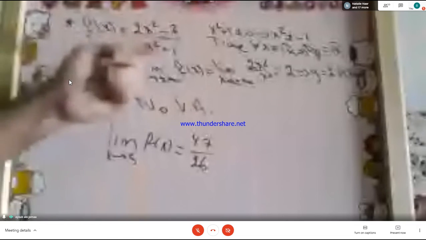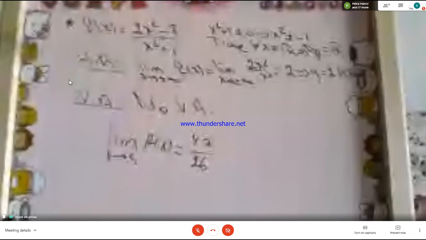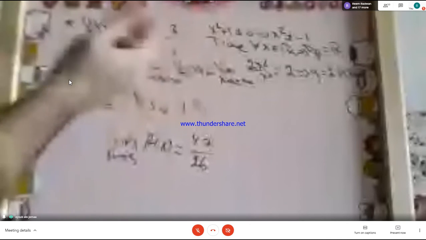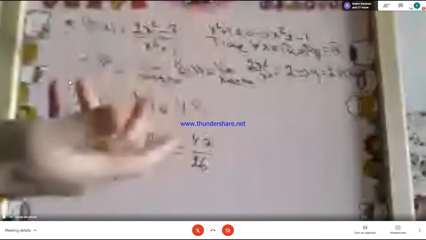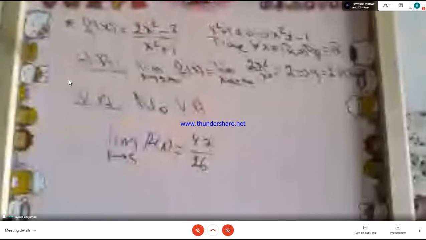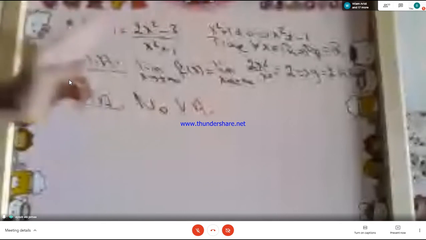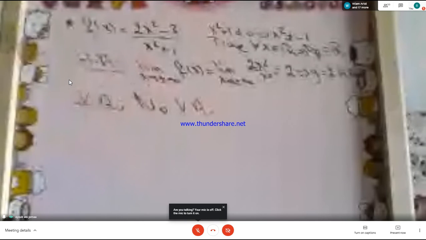Here the denominator is never 0. There is no x that makes the denominator 0. For any value of x, this denominator is not 0. So surely the limit will not be infinity, meaning we don't have a vertical asymptote. Okay, the horizontal one we solve as usual. For horizontal, you look at the limit as x approaches positive and negative infinity.